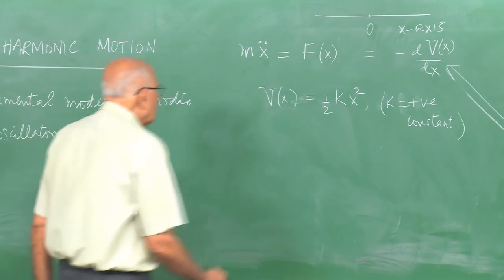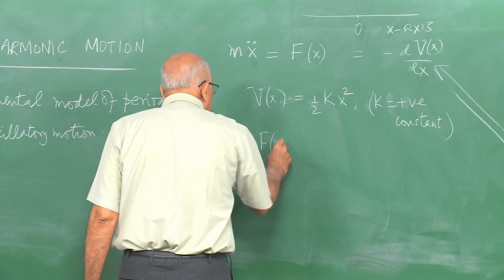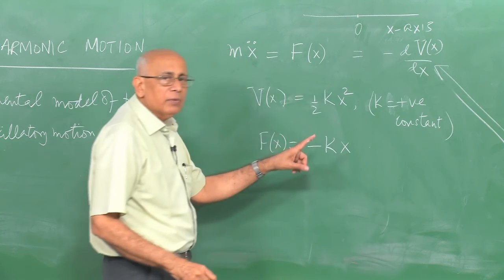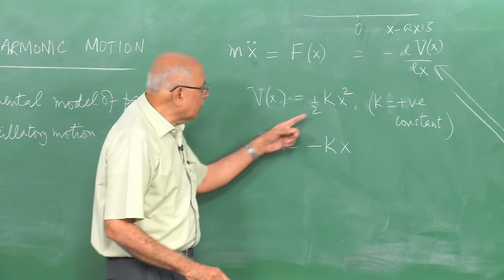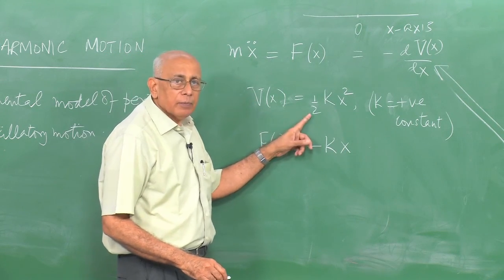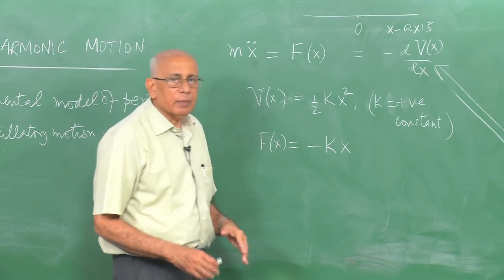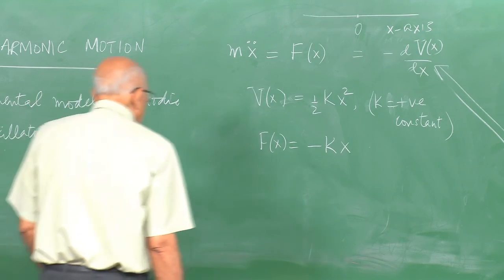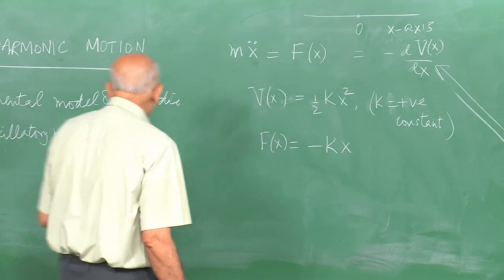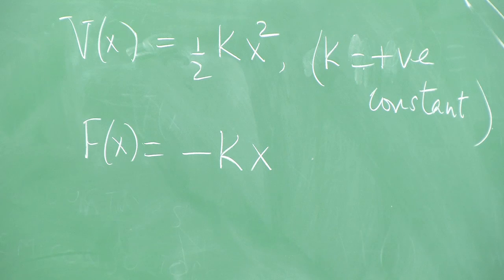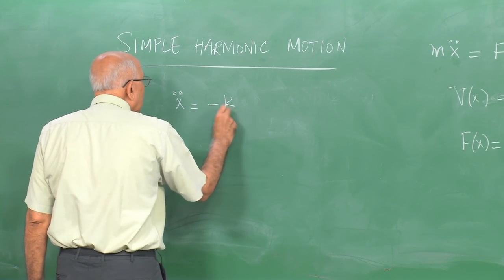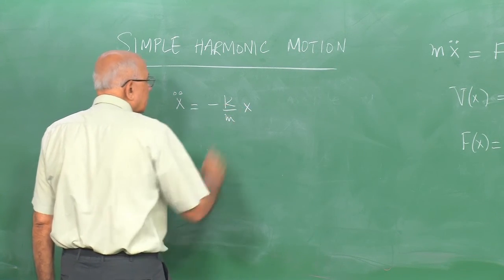What happens now? The force F(x) equals minus kx, because it is the derivative with a minus sign, and now you see the reason for my putting a half here, because it cancels the 2 here and makes the algebra a little simpler to write down. Okay. What happens now is that the equation of motion becomes x double dot equals minus k over m x.